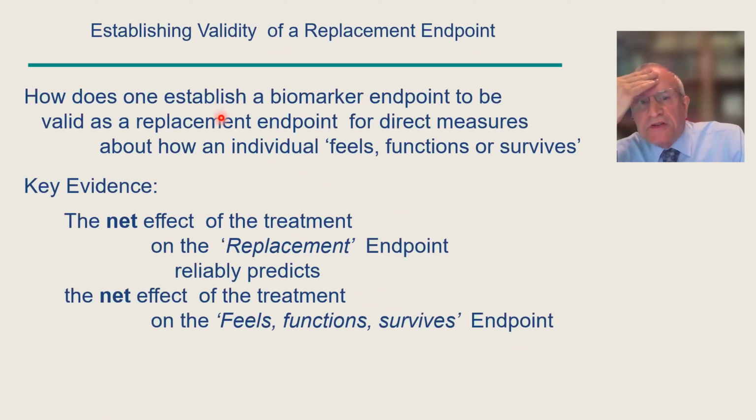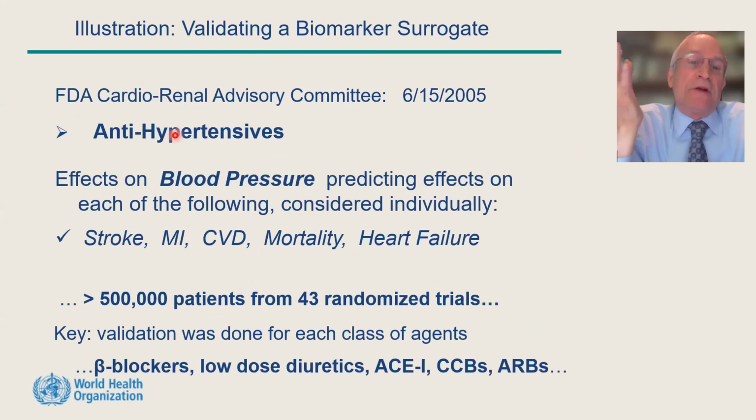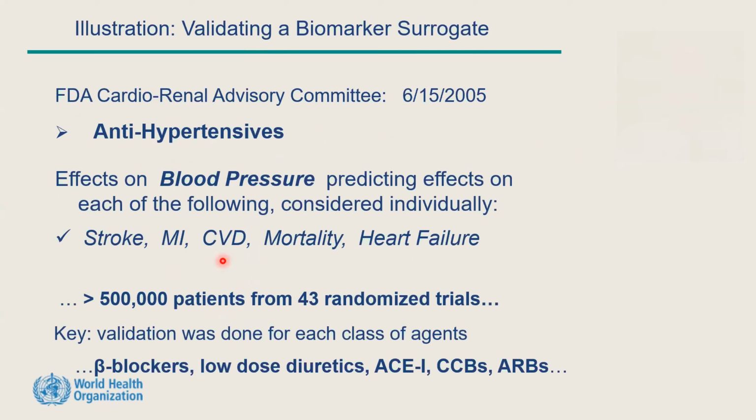So how does one establish that a biomarker would be a valid replacement endpoint for a how-one-feels, functions, or survives measure? In essence, the critical evidence is that the net effect of the treatment on the replacement endpoint reliably predicts the net effect of treatment on how one feels, functions, or survives. Classic example: I was serving on the Cardiorenal Advisory Committee in June of 2005, and FDA asked us, for antihypertensives, can we now use blood pressure as a biomarker for clinical benefit?